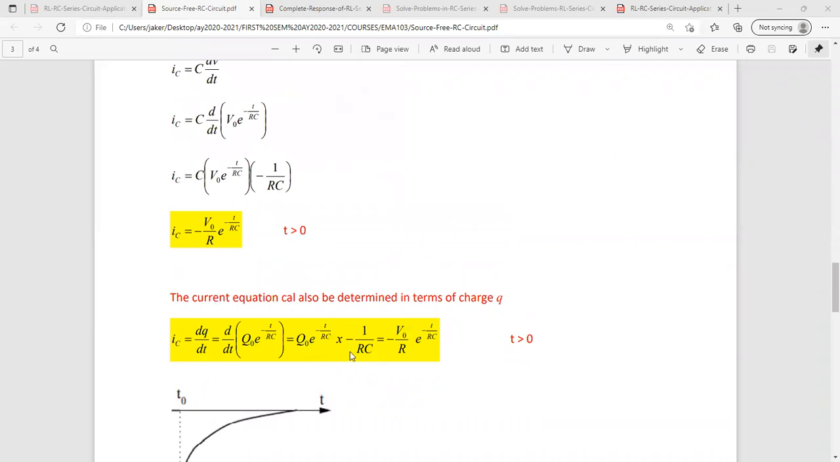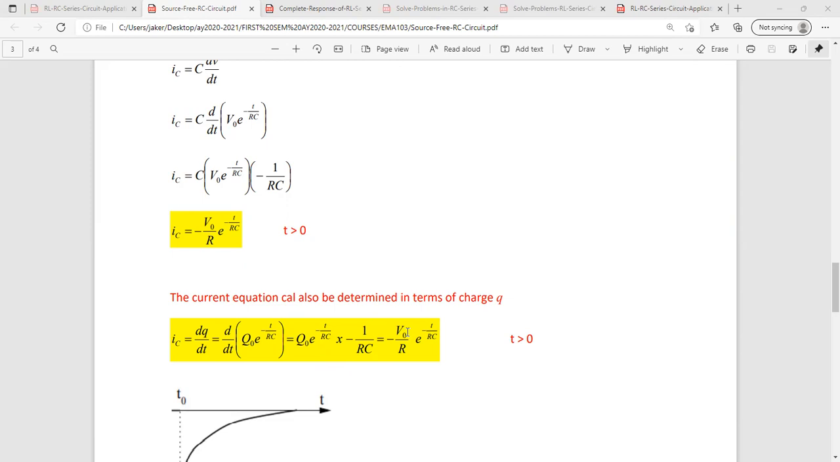What you see here on the right side, class, is just the differentiation that happened in here. Okay? It's just a derivative. I think I need not explain that. This is the derivative. So Q sub O, E to the power, you copy the E to the power, then the derivative of the exponent, which is negative 1 over RC. Then you have to simplify.